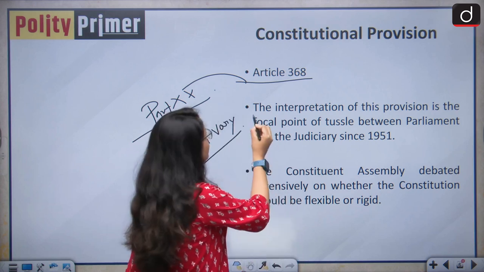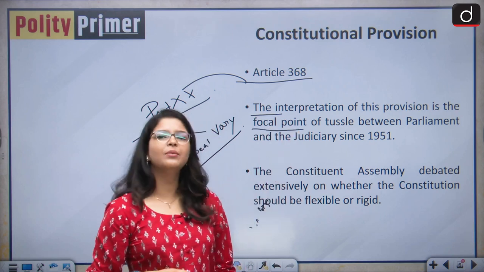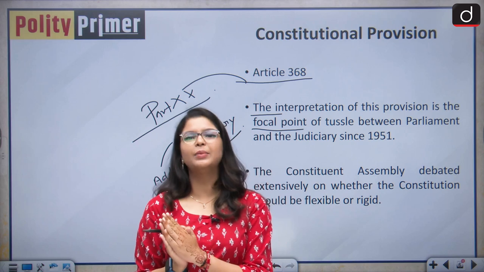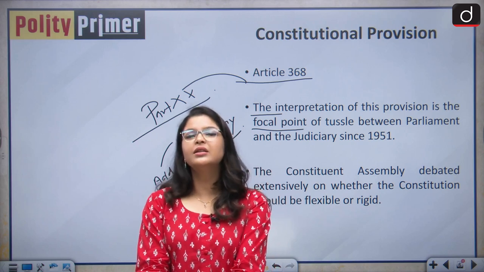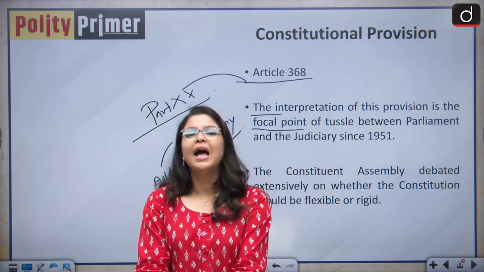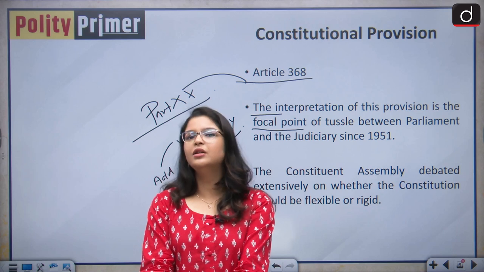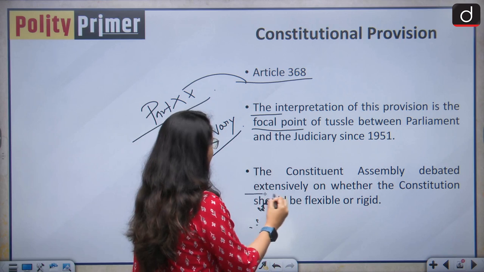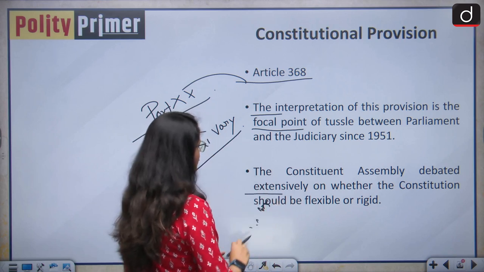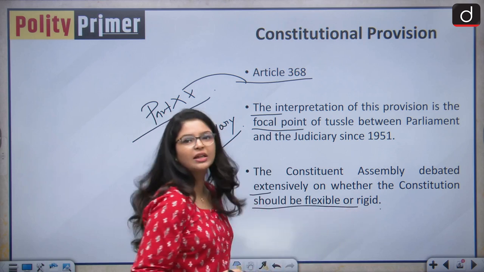Then, the interpretation of this provision is the focal point of the tussle between the Parliament and the judiciary since we got independence. Since 1951, the interpretation of this article has been in constant controversy between the Parliament and the judiciary. Then, the Constituent Assembly debated extensively on whether the Constitution should be flexible or rigid.